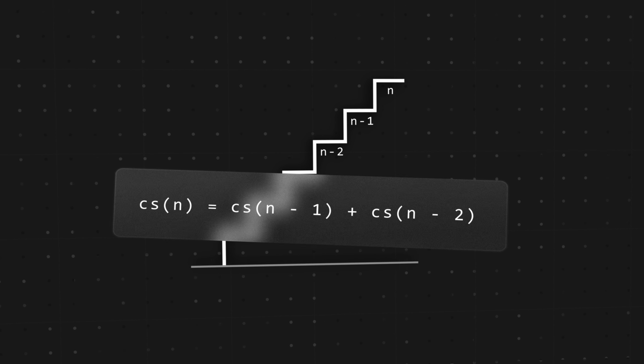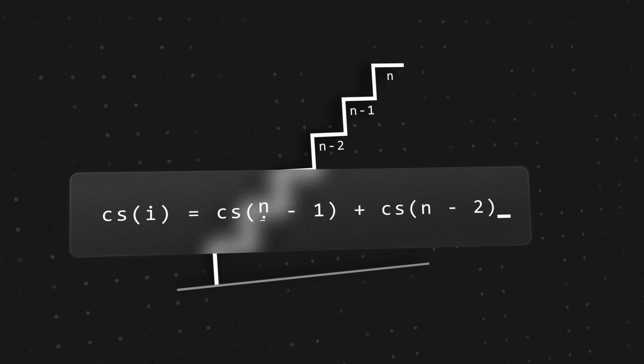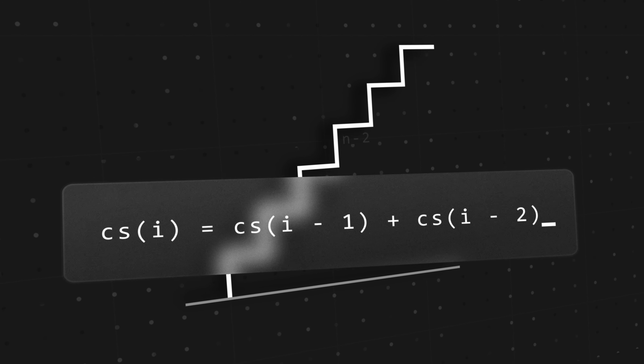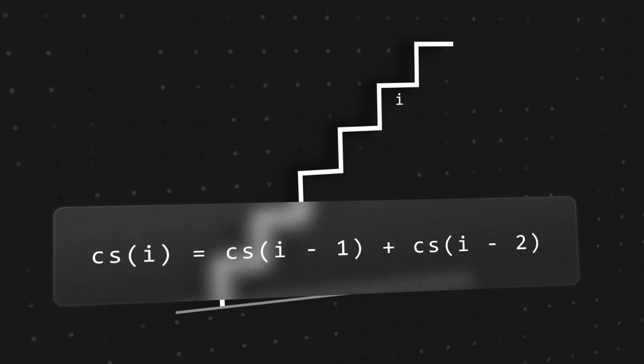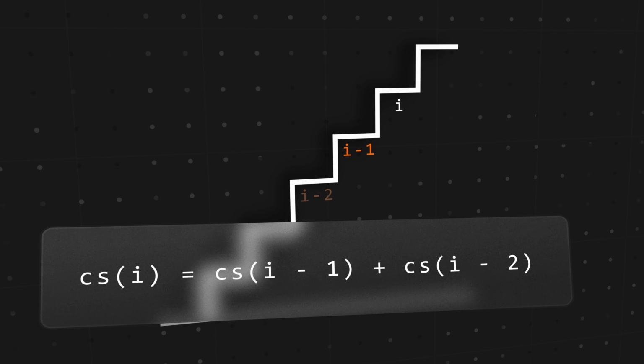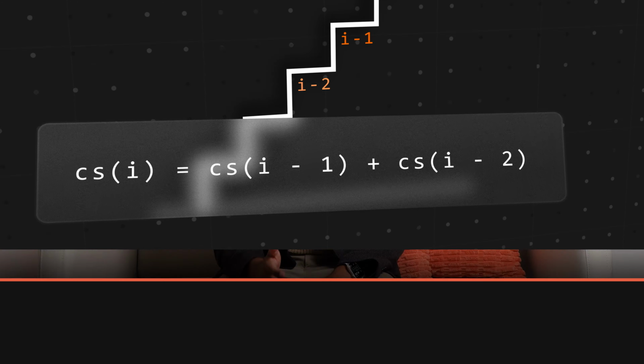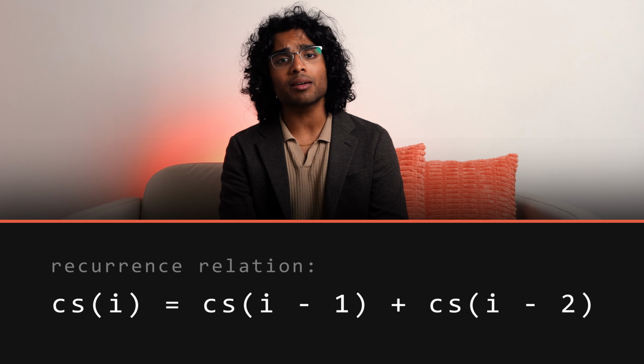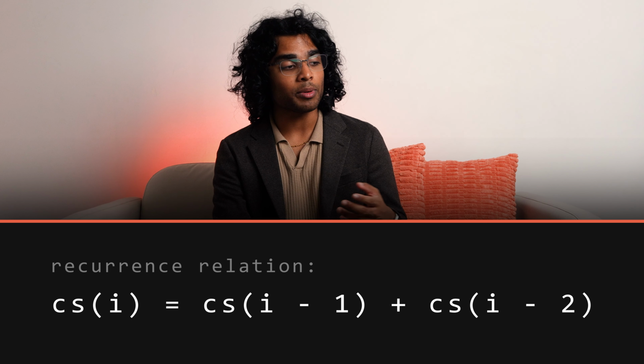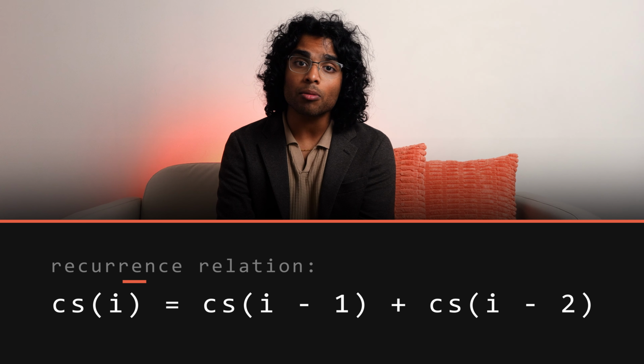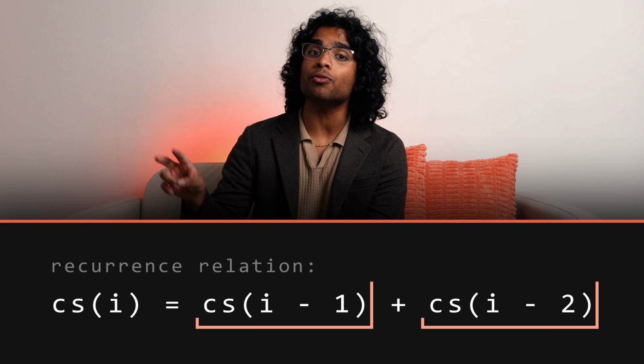So if we just replace n with an arbitrary step i, the formula still follows that the number of ways to get to step i is equal to the number of ways you get to the 2 steps below it. This is a recurrence relation, which you can just think about as a recursive formula, where we identify the solution to the main problem by getting the solutions to 2 of its subproblems.